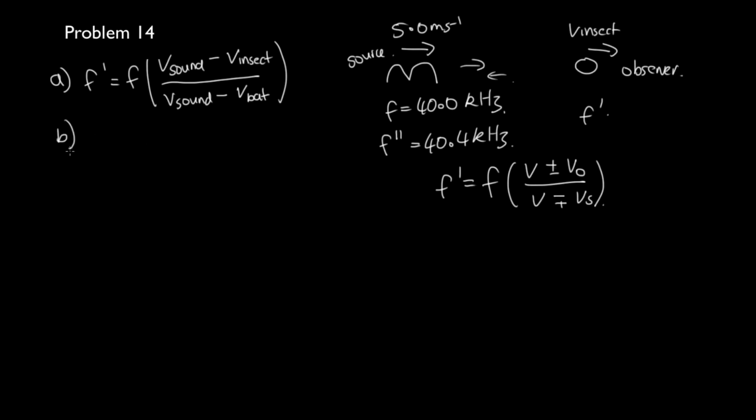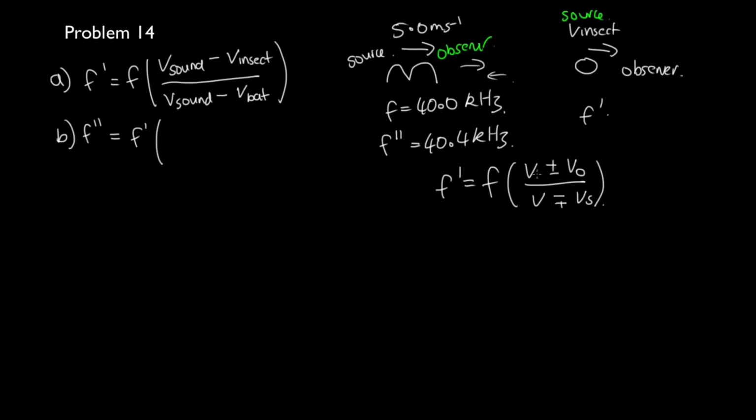Now in part B, it says write an expression for the frequency detected by the bat, f double dash, when it's reflected off the insect. So what we need to do now is consider the insect as the source, as it's providing the reflection, and the bat is now the observer, as it's detecting the signal. And so we have f double dash, which is the frequency detected by the bat, is the frequency emitted by the source, which is this f dash.